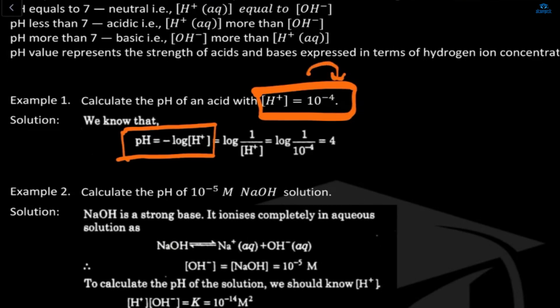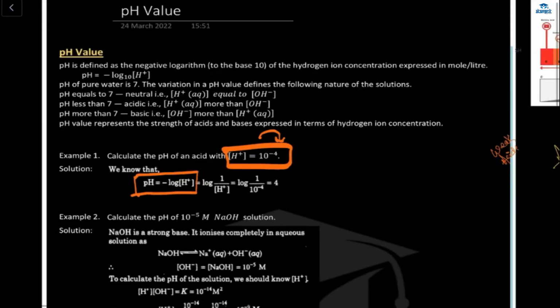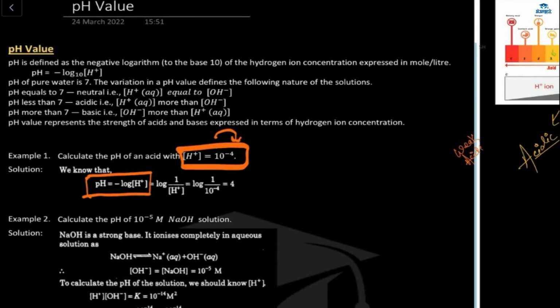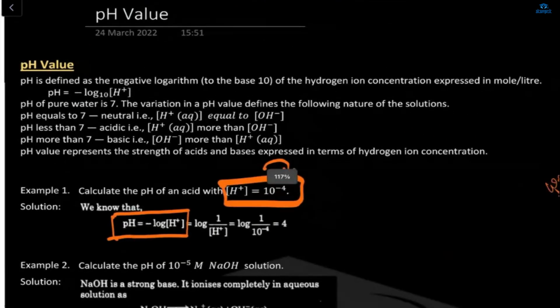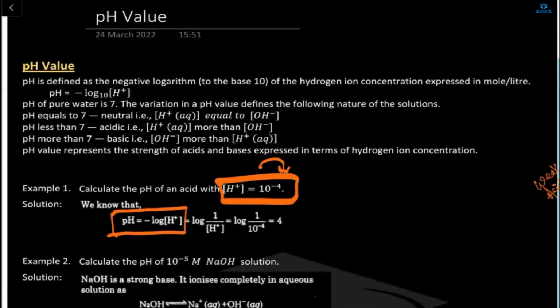Ma'am, where did log come from in chemistry? It's an example now, so in the example there will be log. I'll just write it down. See this: pH is defined as the negative log to the base 10 of the hydrogen ion concentration. So this is your formula of the pH. Minus log means anti-log.